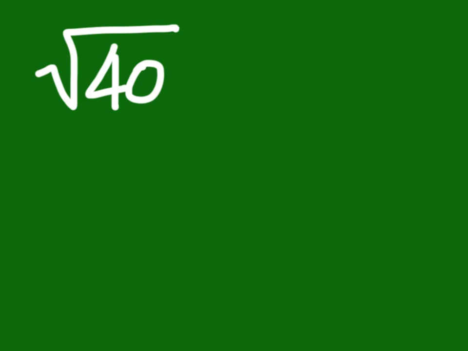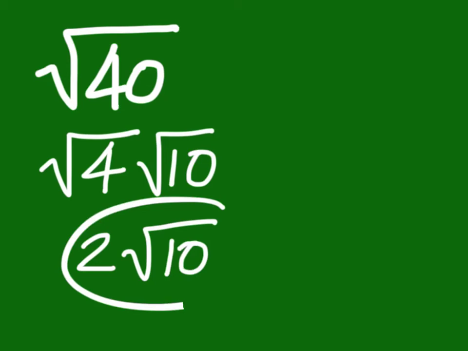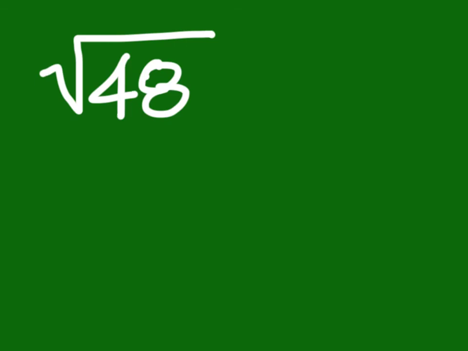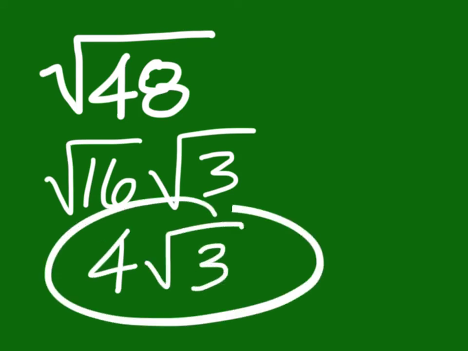On this problem, you can take out a square root of 4, which would be multiplied by square root of 10. Your final answer is 2 square root of 10. The highest perfect square that comes out of 48 is 16. So that leaves you with 4 square root of 3.